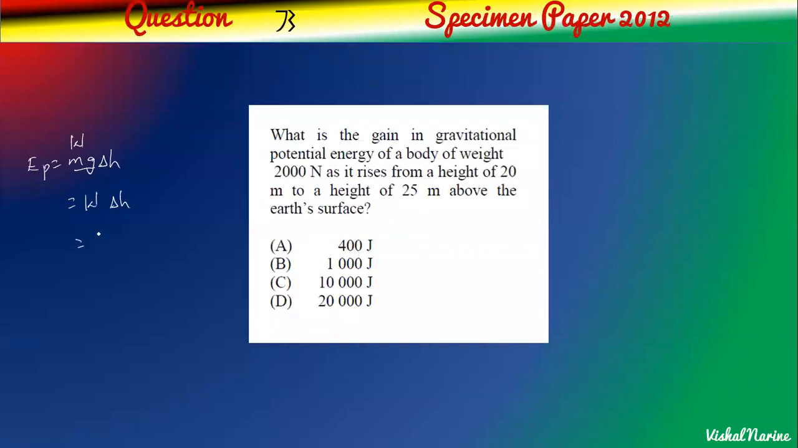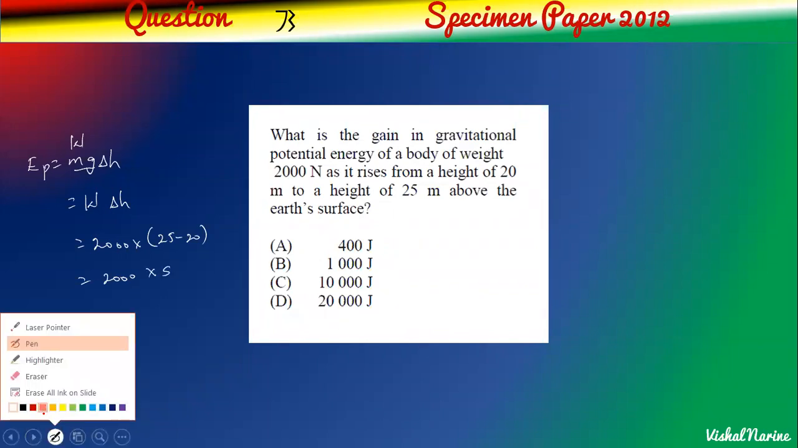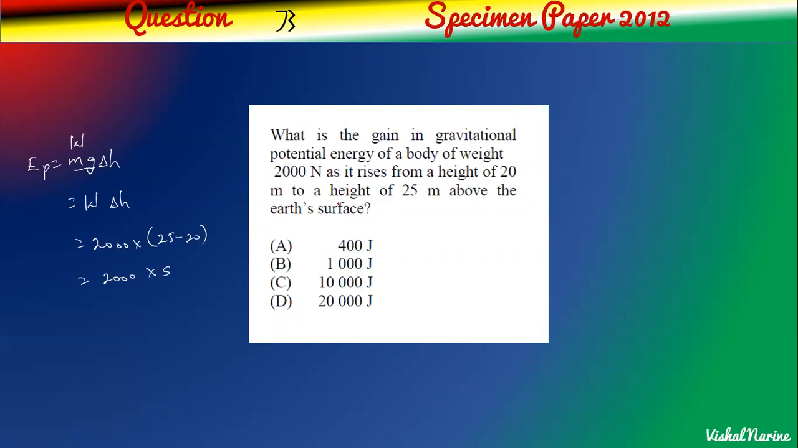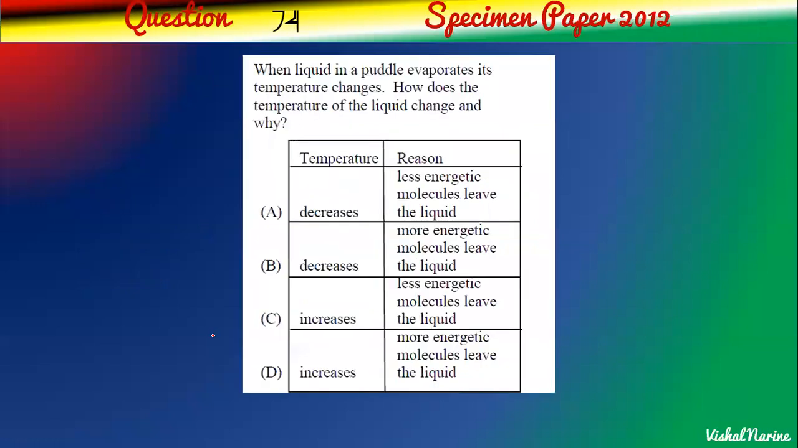So weight is 2000 times the difference in the height, which is 25 minus 20, which is equal to 2000 times 5. So when you multiply that, you're going to get C as your answer, or 10,000. 74.